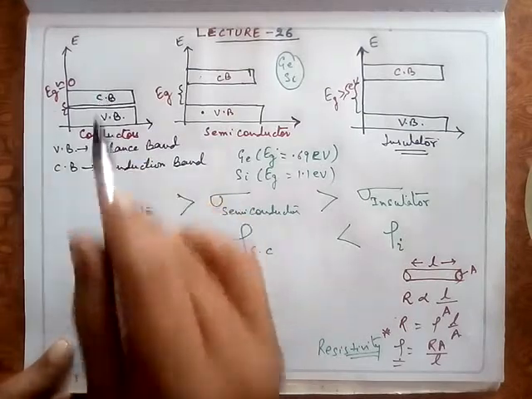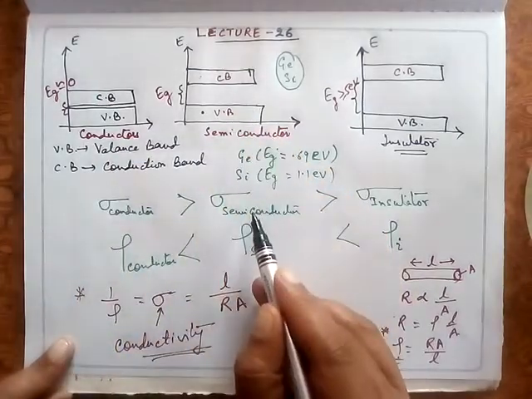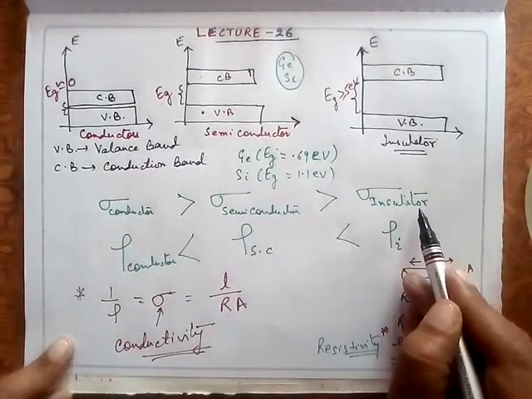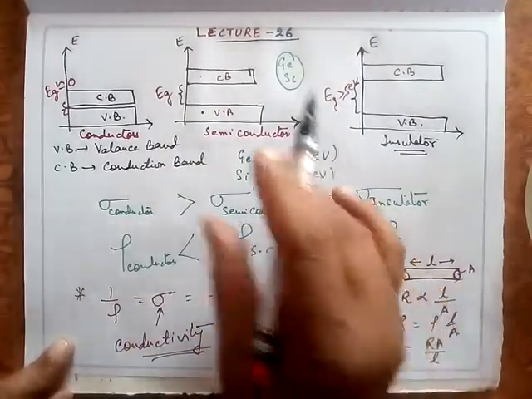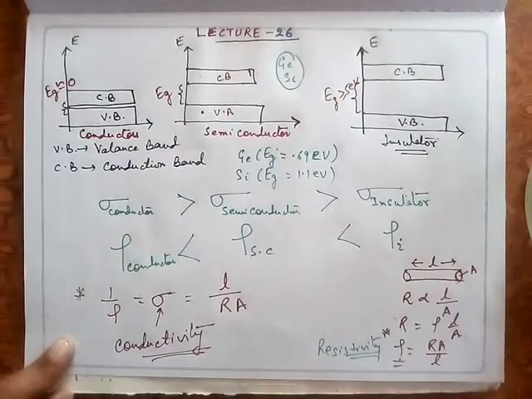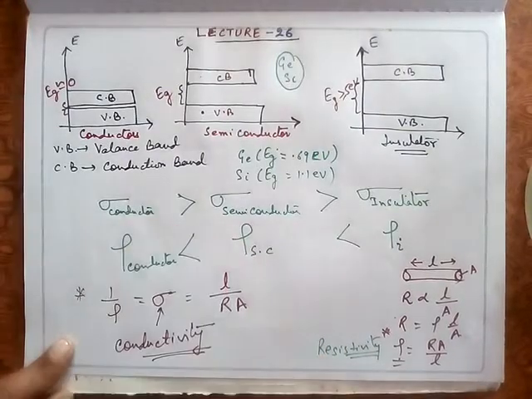The conductivity of a conductor is highest, then moderate in the case of a semiconductor, and then the insulator. But why do we still go for a semiconductor? I'll come to that part. The conductivity of a semiconductor is controllable. That is the point. Otherwise we would have used conductors only.